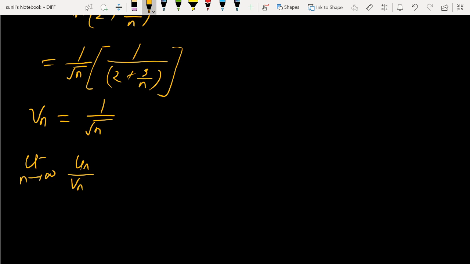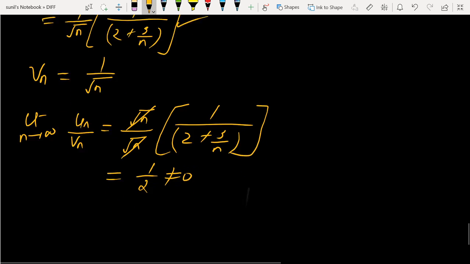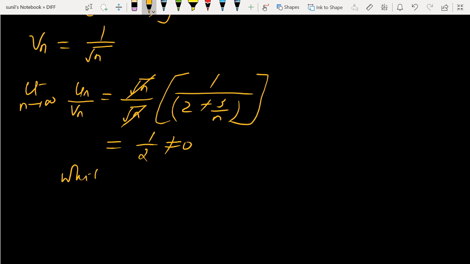Now let us find the limit of the nth term of this ratio Un by Vn. It is turning out to be root n into root n upon n times (2 plus 3 by n), and please take the simplified version of it always, because it will help you in the calculation. Now see, this root n will get cancelled. Now this limit is nothing but 1 by 2, which is finite and non-zero.